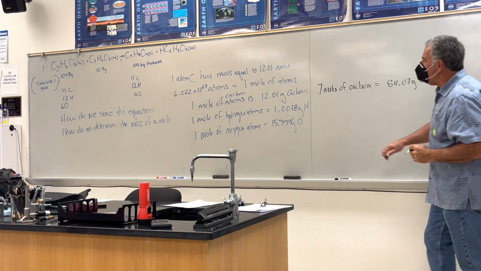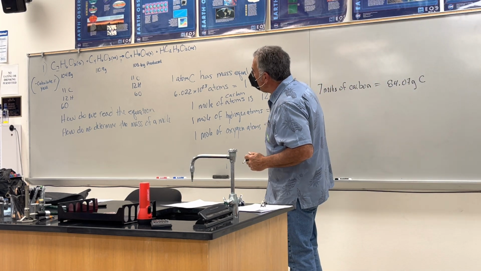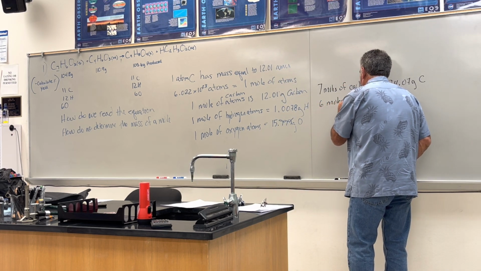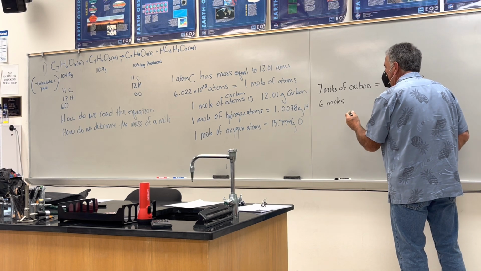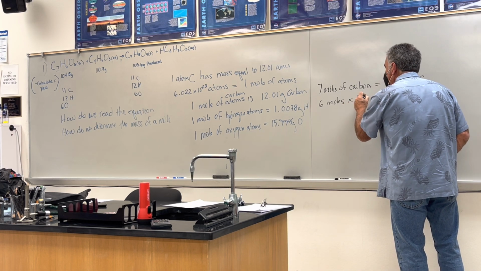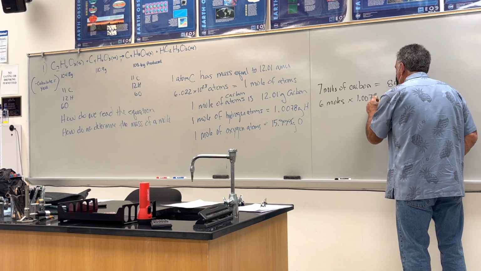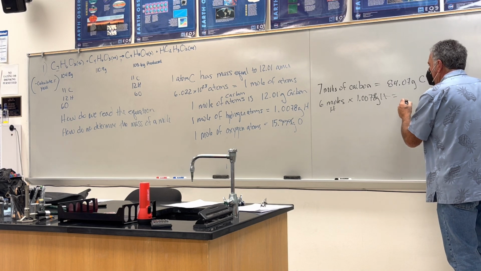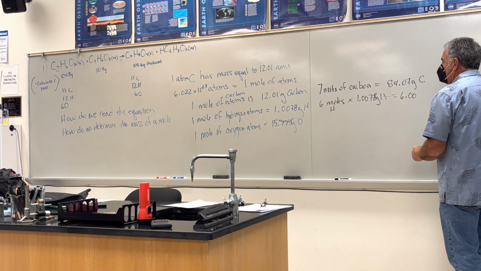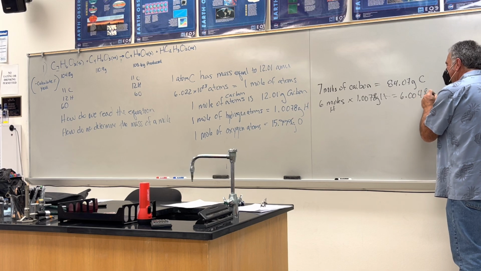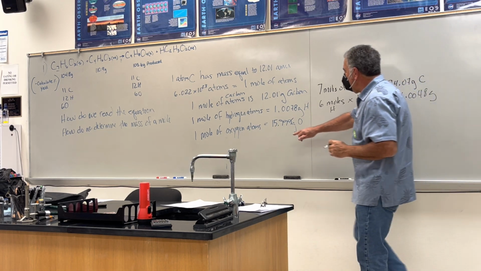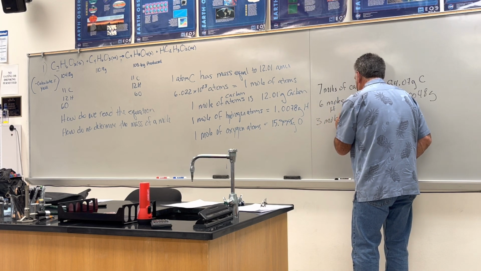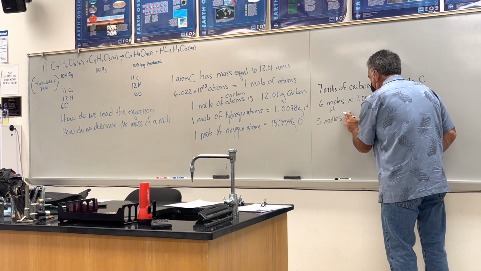Grams of carbon. What if we had 6 moles of hydrogen? Do the same thing. Multiply by 6 times 1.0078. And that's like 6.0048? Right? And then what if we had 3 moles of oxygen? Multiply that by 3.